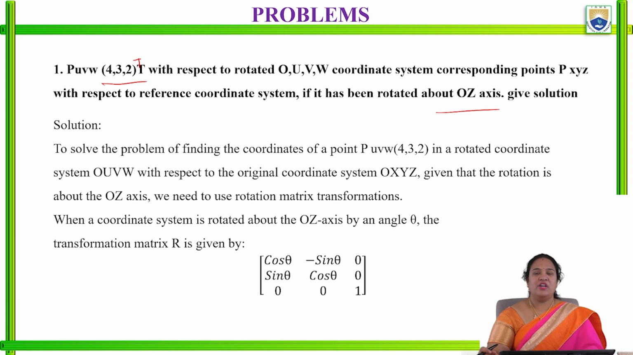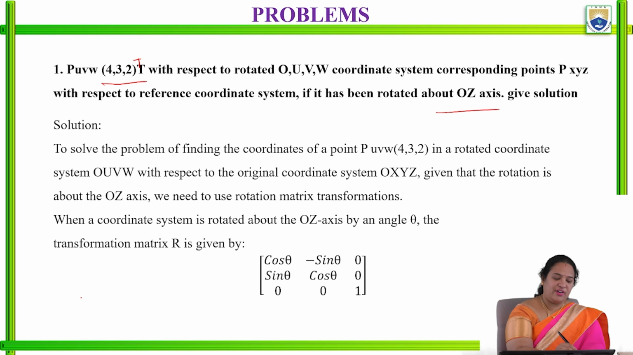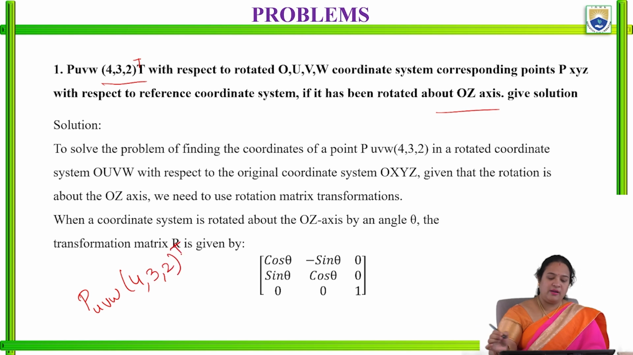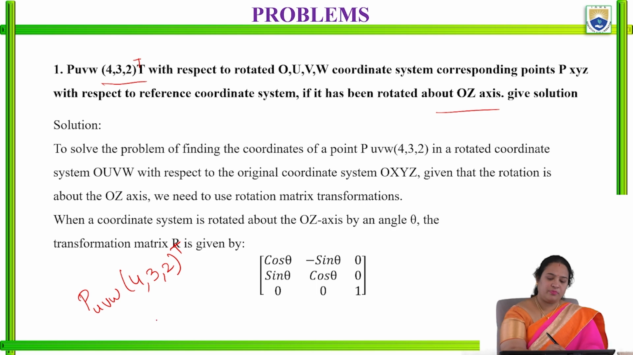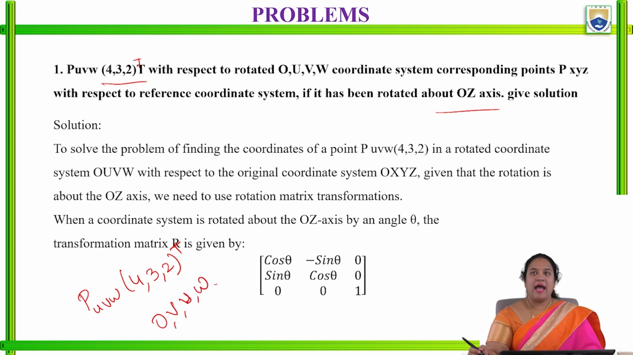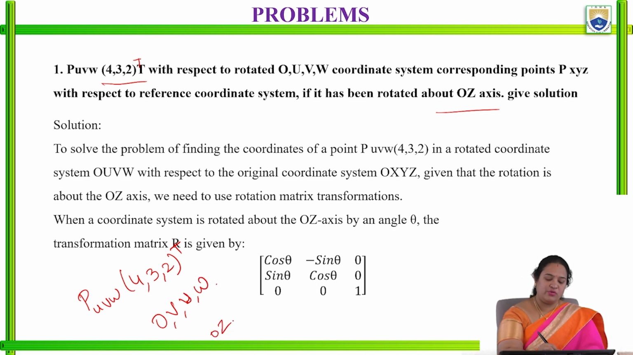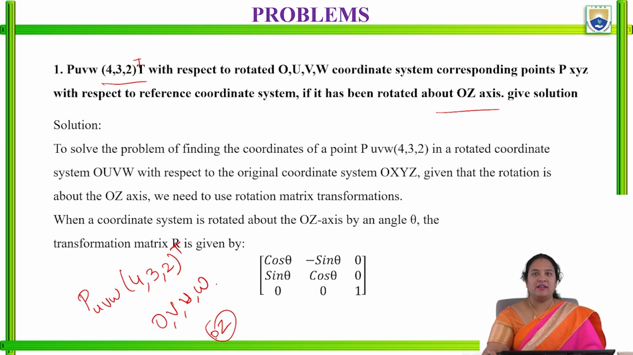So how will we solve? In order to solve this particular problem, we first need to identify that the point P in U, V, W has coordinates 4, 3 and 2 transpose, right? Which is rotating in the coordinate system O, U, V and W about the axis OZ, right? It is rotating about the axis OZ.